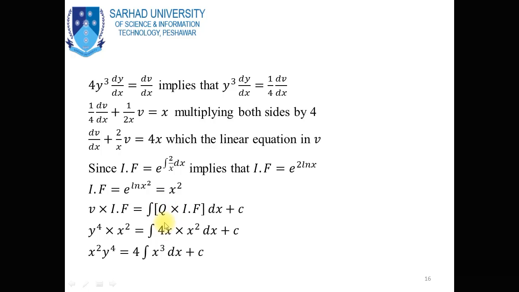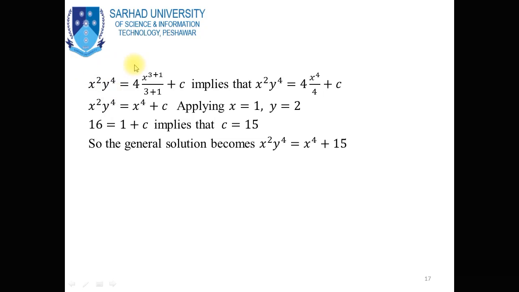So 4x is the q function and x square is the integrating factor. So 4x cube, we obtain x square y power 4 is equal to 4 integration of x cube, and the integration of x cube is x power 4 divided by 4. So we obtain the general solution x square y power 4 is equal to 4 x power 4 divided by 4 plus c, and this solution can be written as, 4 and 4 cancel, x square y power 4 is equal to x power 4 plus c.